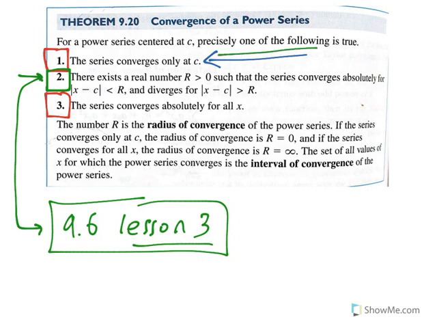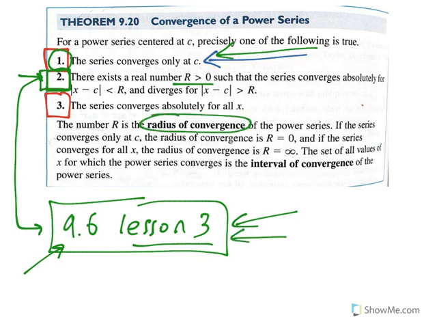So number 91 was a particular problem that demonstrates case 1 from theorem 9.20, where the series converges only at its center. Again, I'd like for you to take a look at the 9.6 lesson 3. There's an example there that demonstrates case 2, where there is a real number r greater than 0, and that is called the radius of convergence. And in that lesson, we also look at the convergence of the power series at the endpoints of the interval to determine what we call the interval of convergence. So you can take a look at 9.6 lesson 3 for case 2.